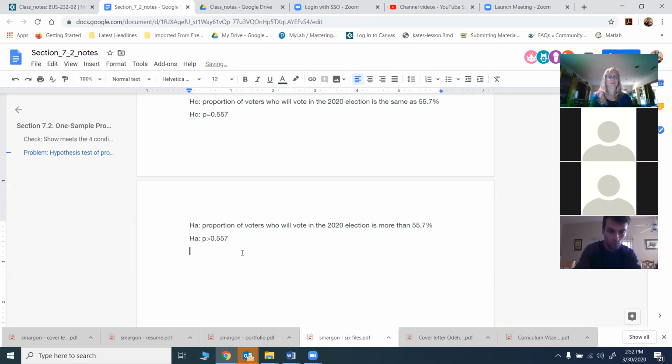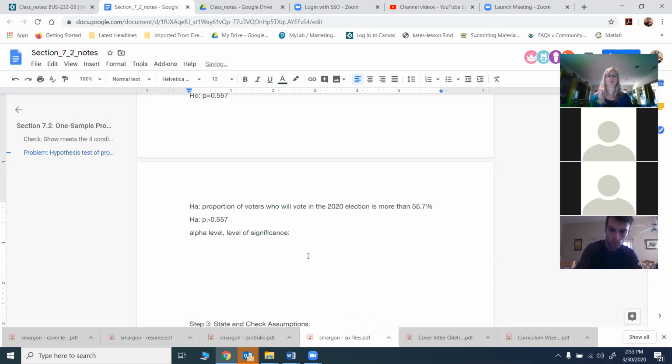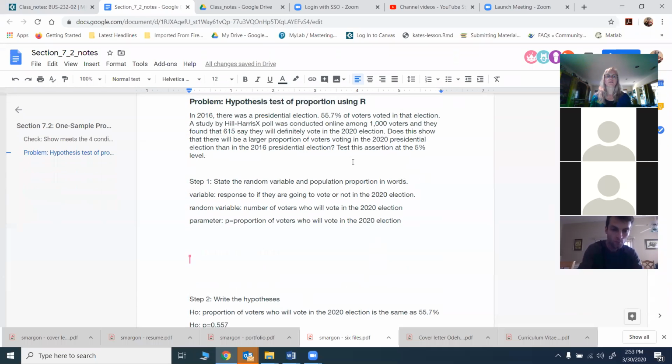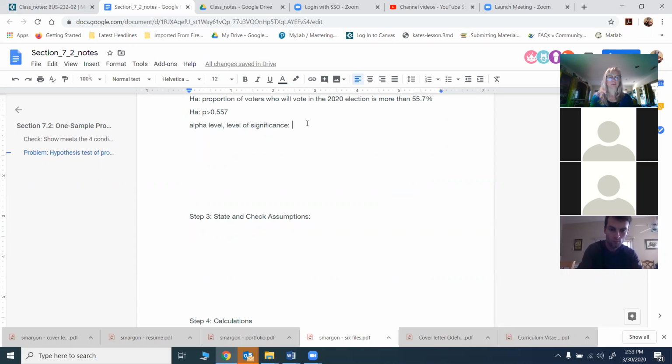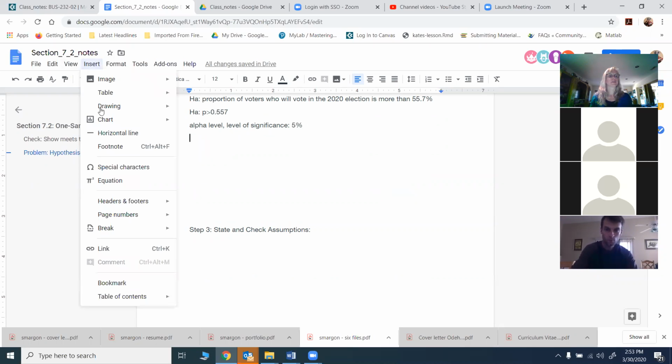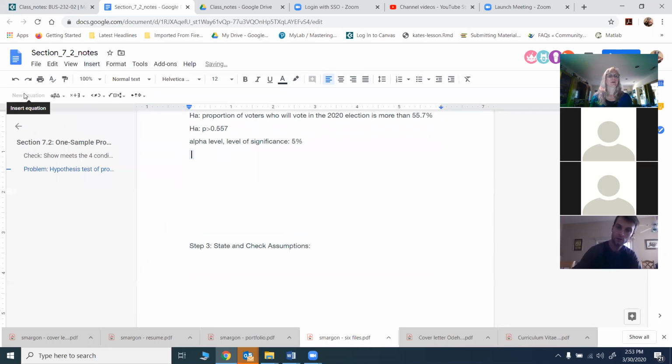The only other thing we also sometimes do here is write down what our alpha level is. Alpha level is also known as your level of significance. What level did I want you to test it at? It says test this at 5%. Okay, so that is my alpha level. Again, if you want to use symbols, you would go under Insert and Equation, then a new equation, and find the Greek letters and find alpha. So you could write that in.